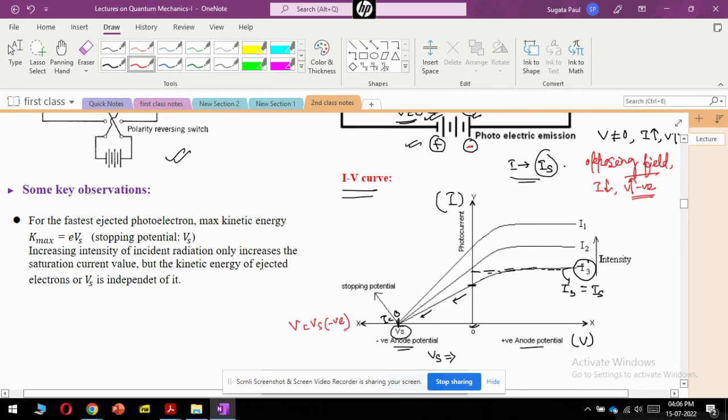which is obviously in the negative side because it is reversed in polarity, at some value the current in the circuit becomes zero, because the electrons are coming with some kinetic energy of their own. Electrons are trying to move forward towards this electrode, but this electrode is a negative electrode, so it will try to repel the electrons coming towards it, and it will give an opposite force to the electron.